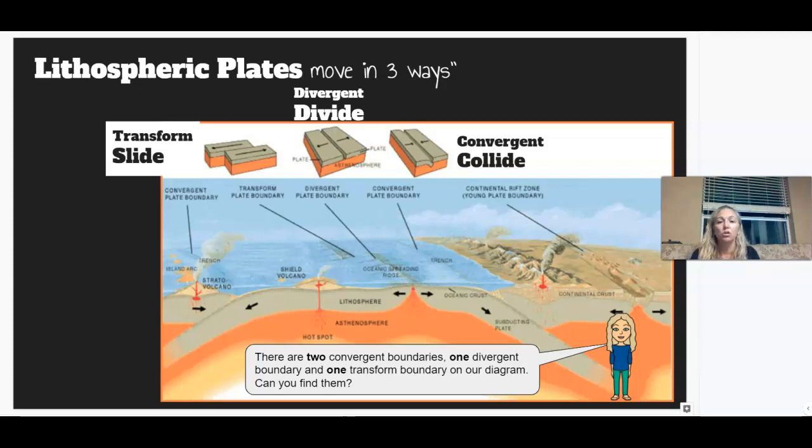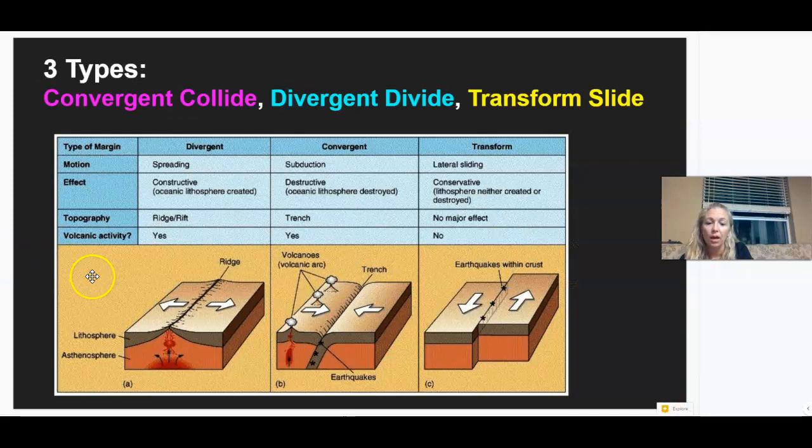So remember, our transform boundaries slide and cause earthquakes. Our divergent boundaries divide, so they move away from each other, and that's where we have our mid-ocean ridges and our rift valleys. And then convergent boundaries collide, and that's where we have ocean trenches and mountain formations, and sometimes a combination depending on what kind of convergent boundary there is.